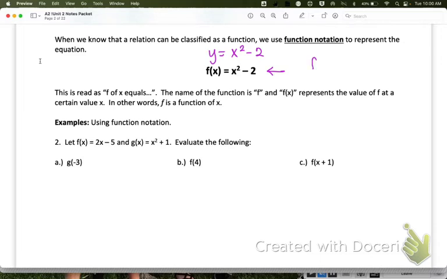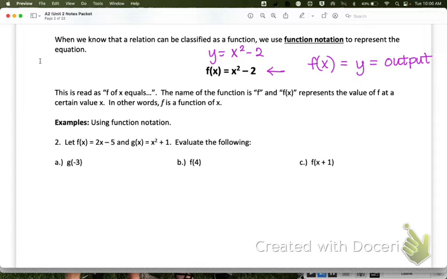That f of x is the same as the y value, and both of those represent the output of your function, okay? So the notation is not the same, but they all mean the same thing. The way you read f parentheses x is f of x. It's not f times x, f is not a variable. F is just the name of the function, and then f of x in words represents the value of f at a value x. So what that means is that f is a function of x.